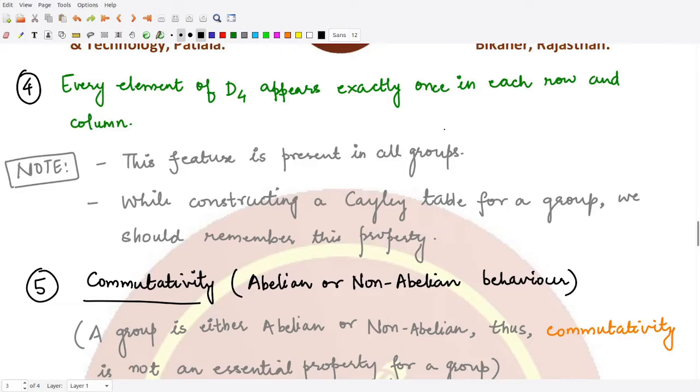dihedral group D4, right? This feature is present in all groups which have a finite number of elements, for which you can create a table of this kind, a Cayley table of this kind. And while constructing the Cayley table for any group, you should also remember and take this property into account, right? That would be an easy thing for you to create the Cayley table.